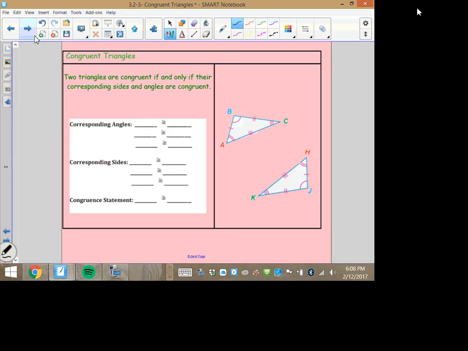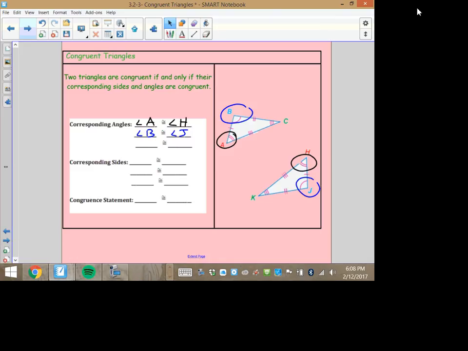So in the first one, two polygons are congruent if and only if their corresponding parts are congruent. So you can see that angle A here is congruent to angle H with the two lines marking it. You can see that angle B is congruent to angle J. And that angle C is congruent to angle K. So note the little dashes on those for congruence.